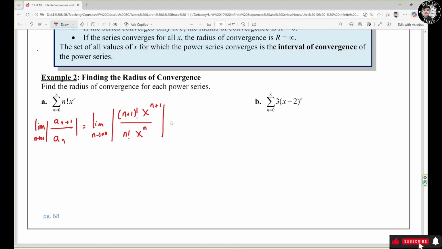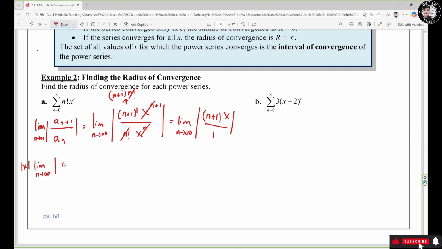Now we're going to simplify this one. It could be the limit as n approaches infinity of the absolute value of n plus 1 factorial, which can be written as n plus 1 times n factorial. So n factorial cancels out, and you have n plus 1 left right here. Now the x to the n cancels out, and you have x left, over 1. So it's going to be the limit as n approaches infinity. Now x is not related to n, so I bring it to the front. So it could be the absolute value of x right here.